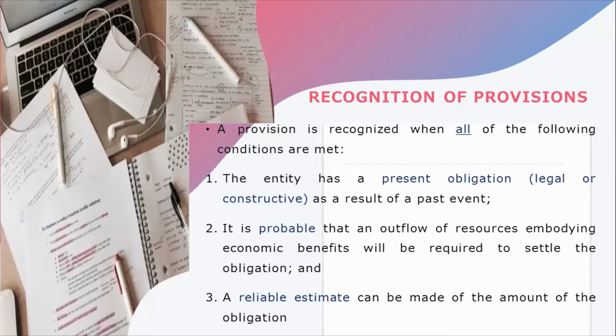Number three, a reliable estimate can be made of the amount of the obligation. So, pag sinabi nating reliable estimate, hindi basta hinulaan lang. Meron tayong tinatawag na professional judgment. Tatanungin talaga natin yung mga expert para ma-measure natin kung magkano talaga. Reliable estimate or best estimate. So, that's how you recognize provision.